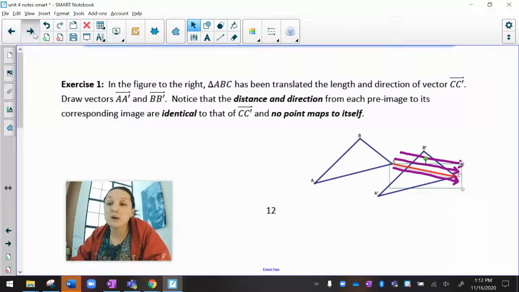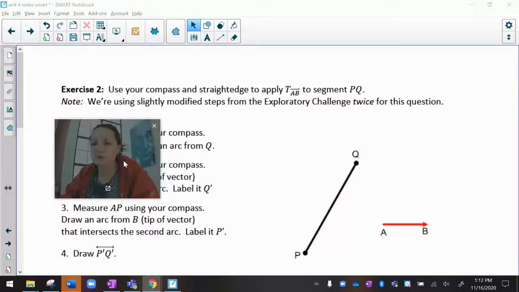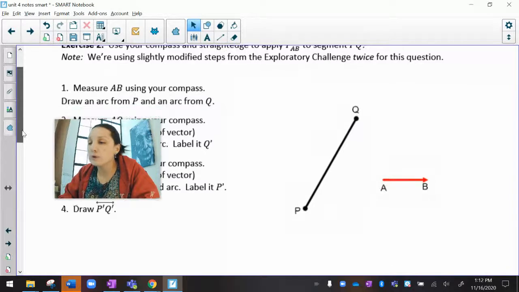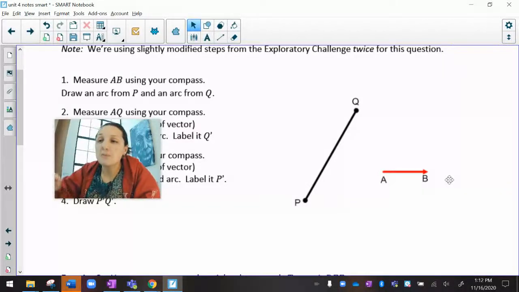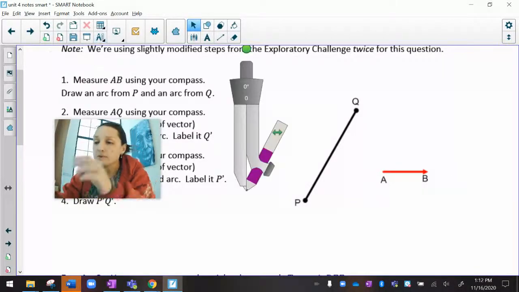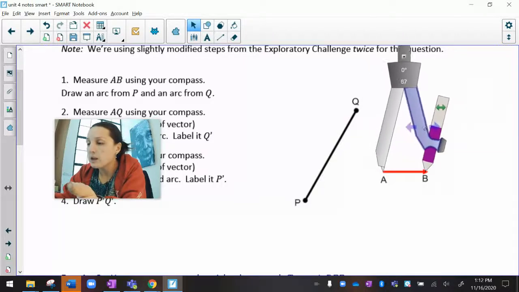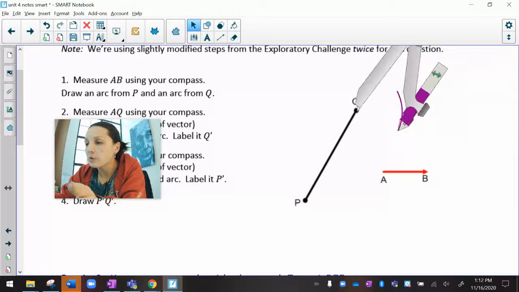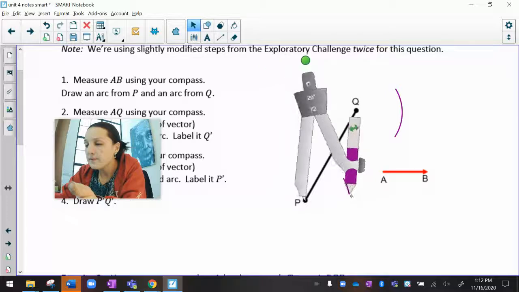Now, how do we do it ourselves with our compass? Not too hard. I'm going to cover up these instructions here because I don't really want you looking at those. I want you to watch what I do. So what we're going to do here is if I want to construct PQ and I want to slide it the distance AB, we're going to grab our compass. And the first thing we're going to do is we're going to measure AB. So I'm going to open from A to B with my compass. And I am going to draw an arc from Q that goes approximately in the same direction as AB and P.